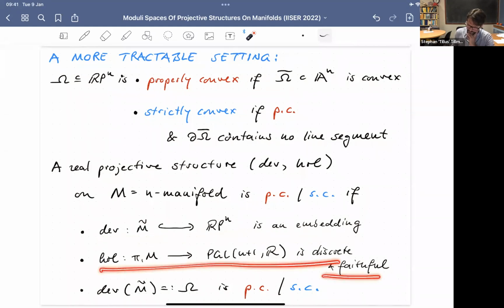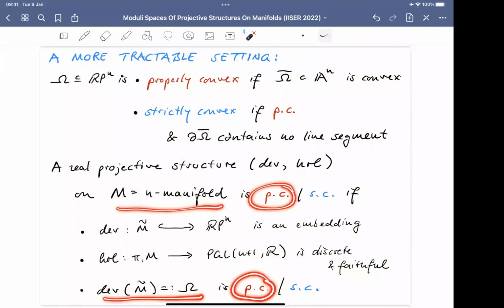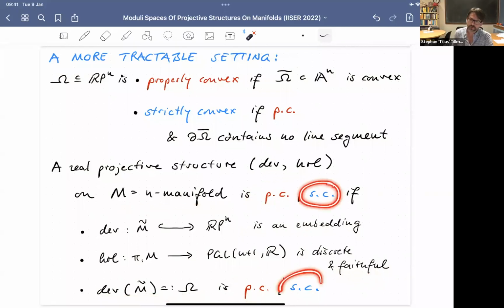The holonomy, a useful thing to ask for is that it's discrete and faithful, because then we can think about taking the image of the developing map and dividing out by the image of the group, and that's really our manifold. And we call this manifold properly convex if the image of the developing map is properly convex. We call it strictly convex if the image is strictly convex. So for instance, the Euclidean structure is not something we think about here, because the Euclidean structure would not be properly convex.